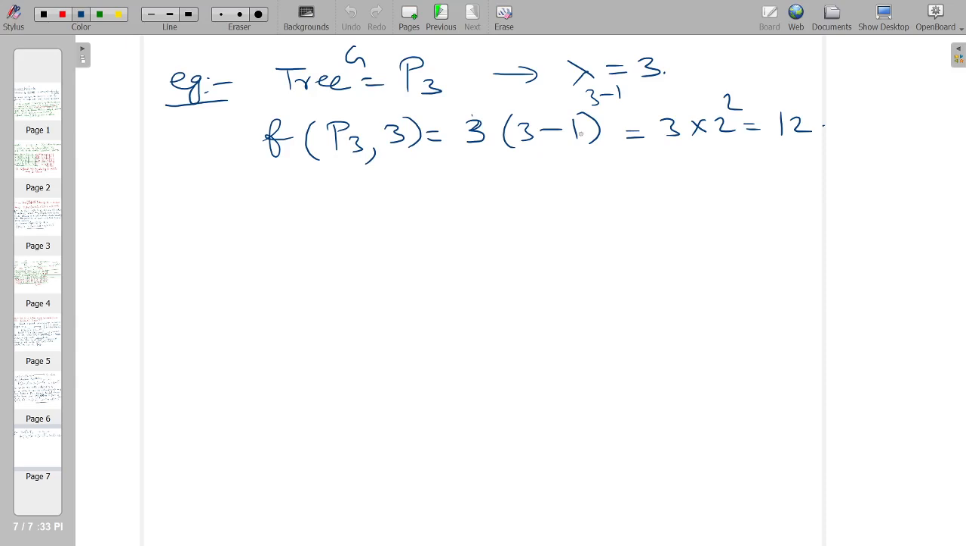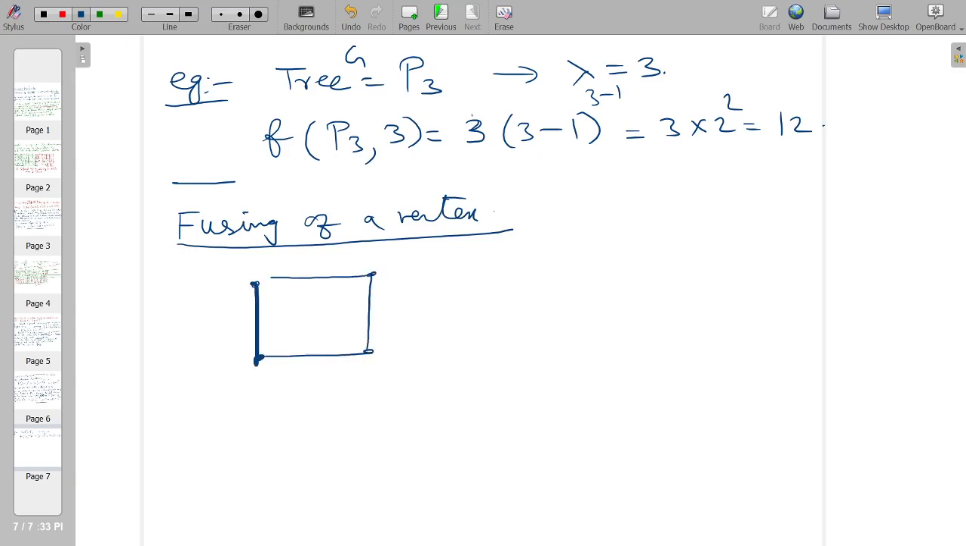Now I will be moving to the method to find the chromatic polynomial of a general graph. For that, you have to understand fusing of a vertex. What is meant by fusing of a vertex?